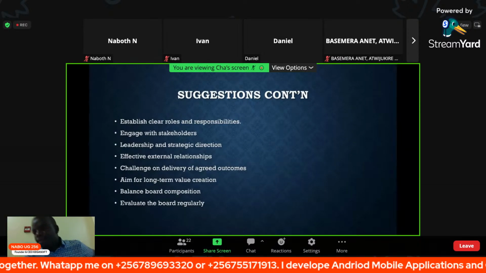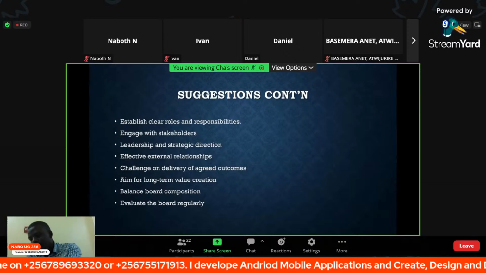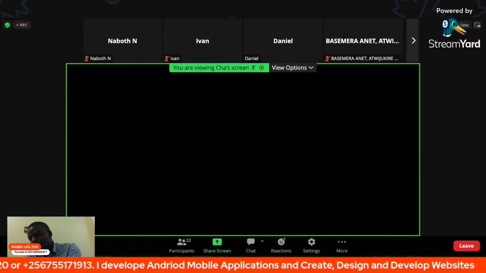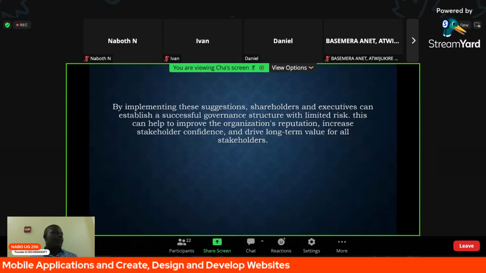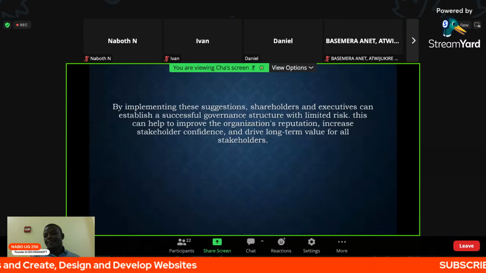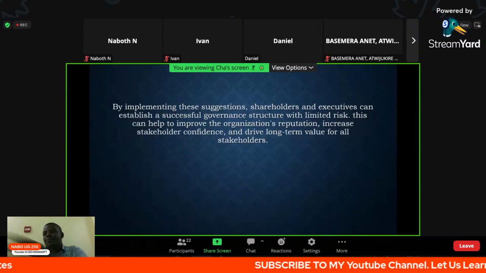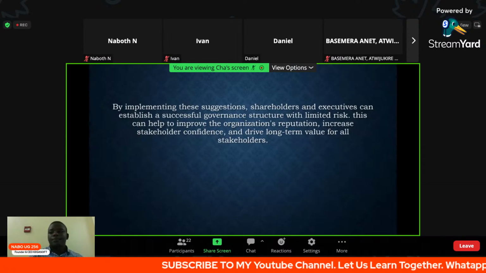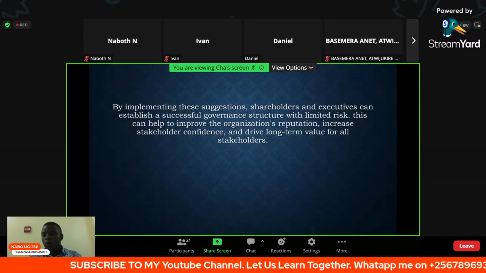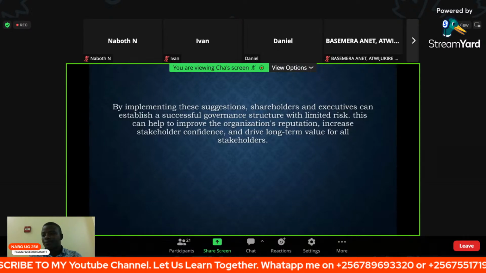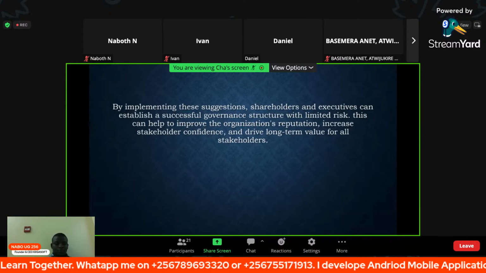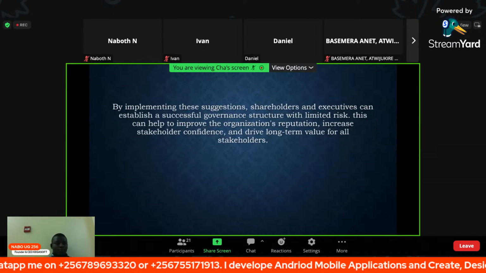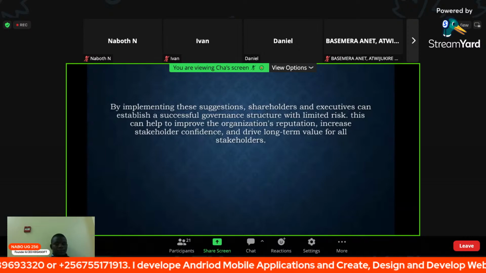Charity, you are the last one. Yes, in conclusion, by implementing these suggestions, shareholders and executives can establish a successful governance structure with limited risk. This can help to improve the organization's reputation, increase stakeholders' confidence, and drive long-term value for all stakeholders. That was the presentation. Thank you very much.